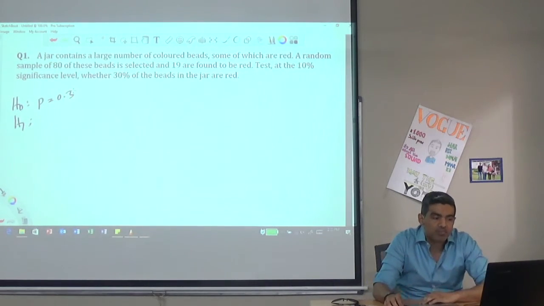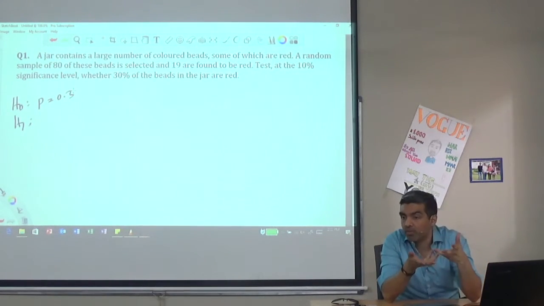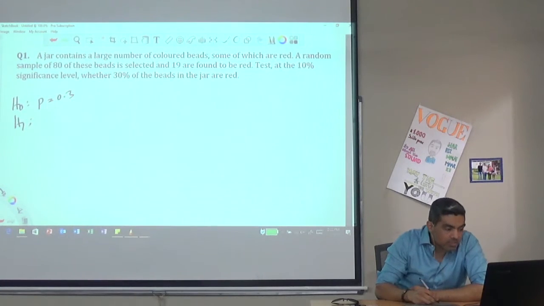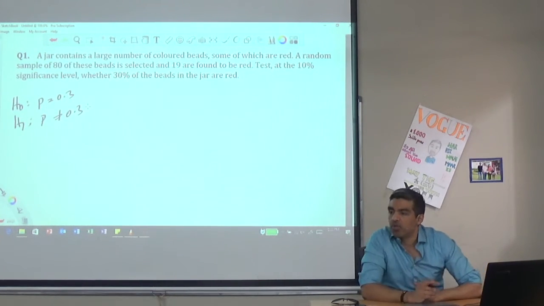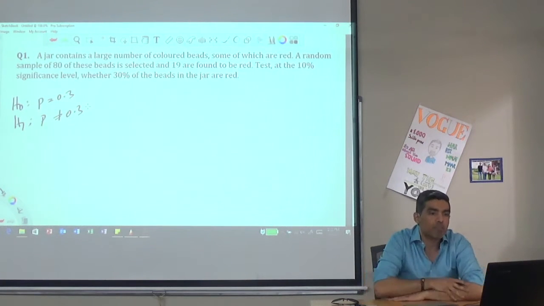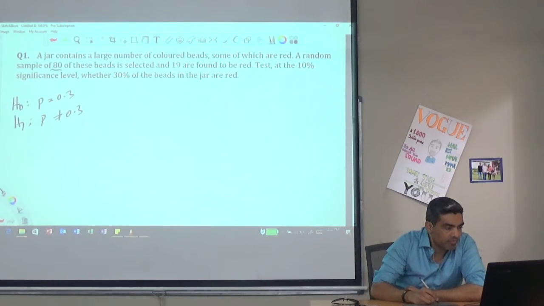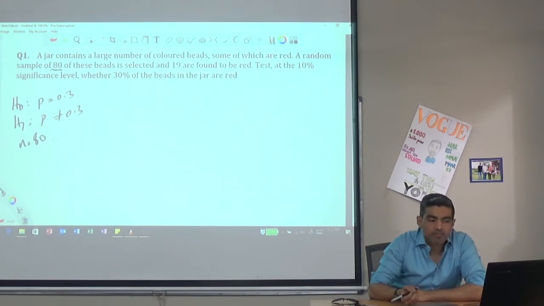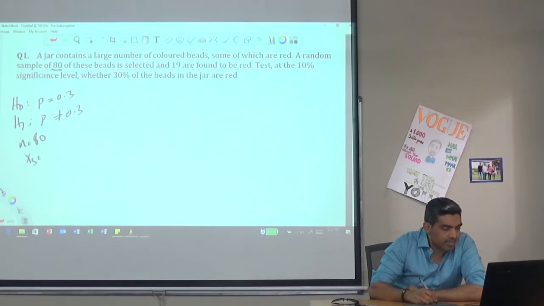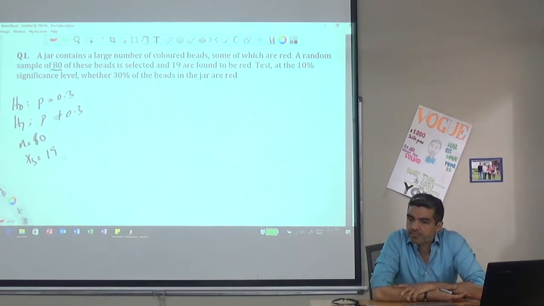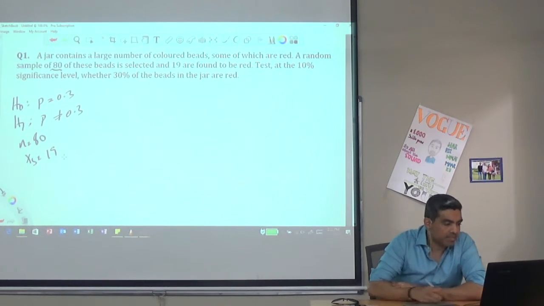But now they're trying to test whether this is the case or not, which means the alternative hypothesis is that the proportion might not be equal to 0.3. More or less, I don't know, but it might not be equal to 0.3. So for that, they took a sample of 80. Your X statistic is 19. And we're testing at the significance level 10%.